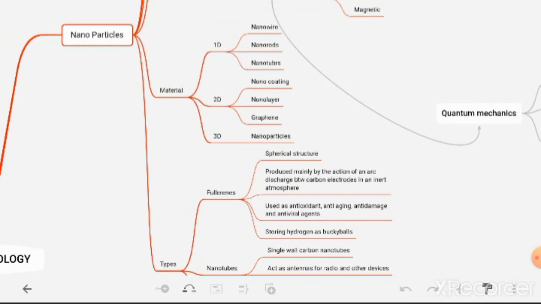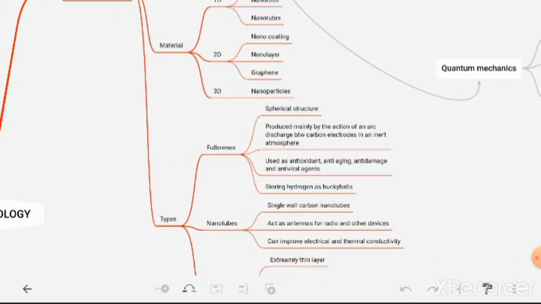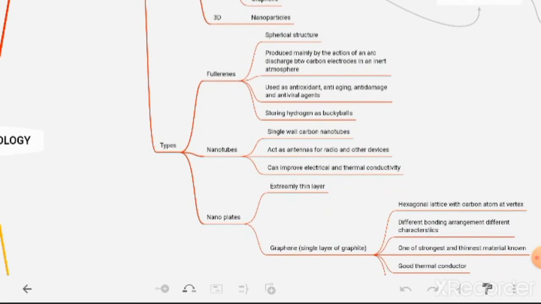Nanoparticles can be constructed in many ways. 1D: nanowires, nanorods, nanotubes. 2D: nano coating, like a paint you can do, nano layers, graphene. 3D nanoparticles are also there. So what are the different types of nanoparticles which are available? What different types can be created?